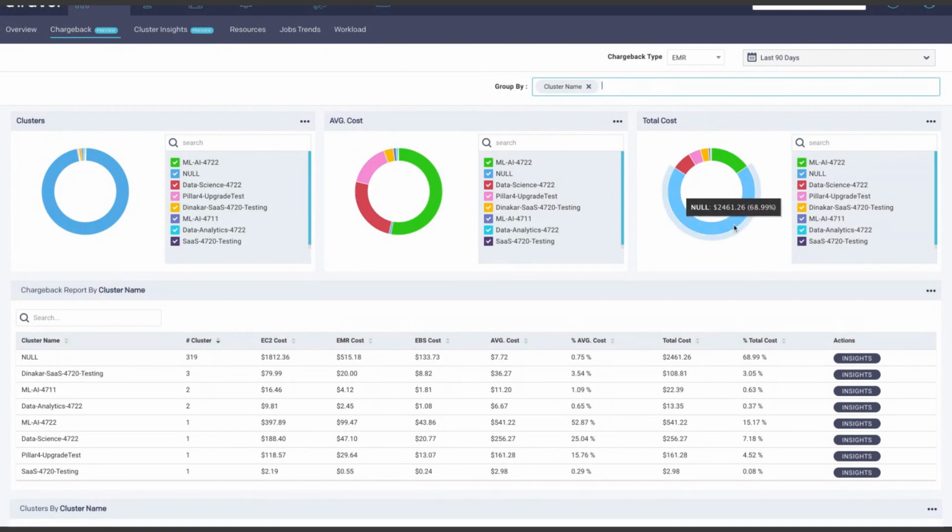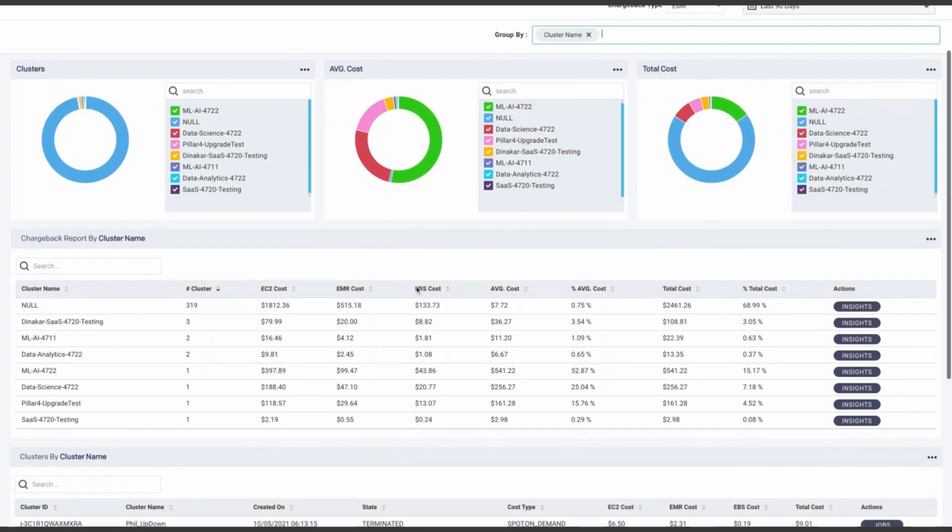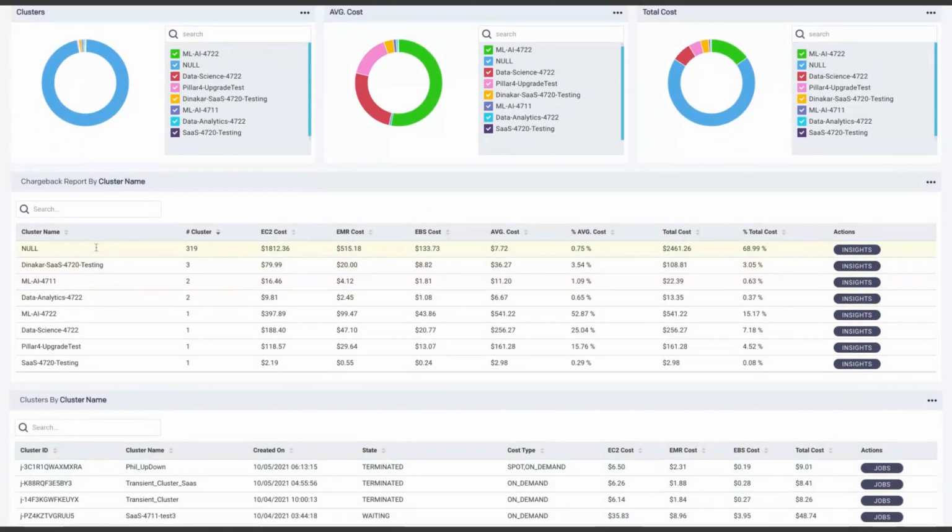So if I want to take a look at how much cost is used by data science and by the upgrade test, I can see all that information broken out by total cost as well as average cost. Now, these little graphs are nice, but being able to see the data behind that, we can take a look at it from a cluster name as well. So we can see, here's that machine learning cluster, here is that data analytics cluster, and we can see the breakdown by costing and the number of clusters involved.